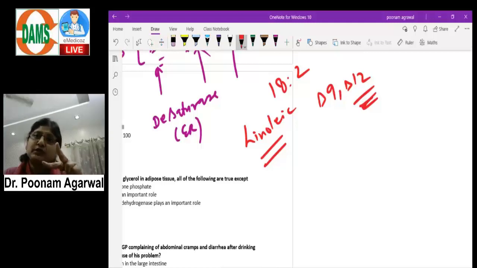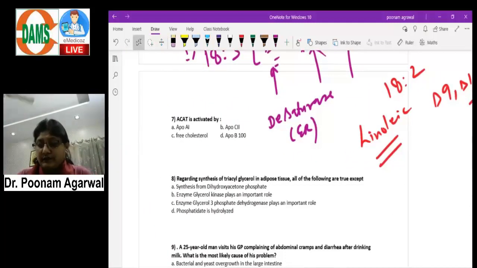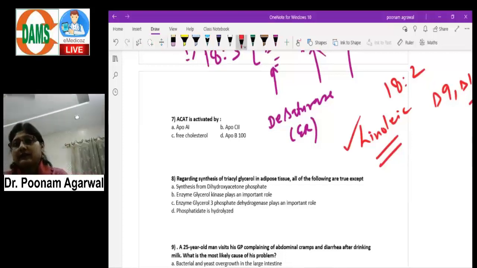So we have 2 essential fatty acid, linoleic and alpha-linolenic acid. Arachidonic acid is semi-essential fatty acid because once linoleic is provided, it can get converted to arachidonic acid. So arachidonic acid is said to be semi-essential fatty acid. It is not purely essential fatty acid.